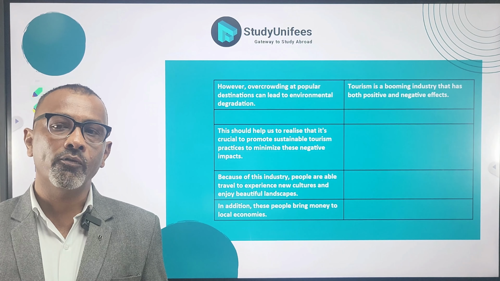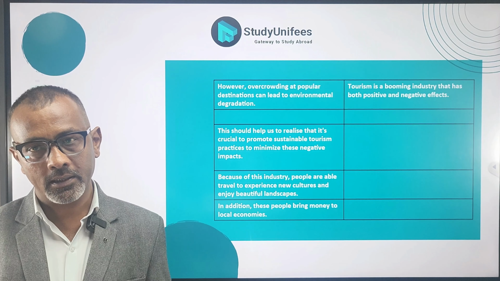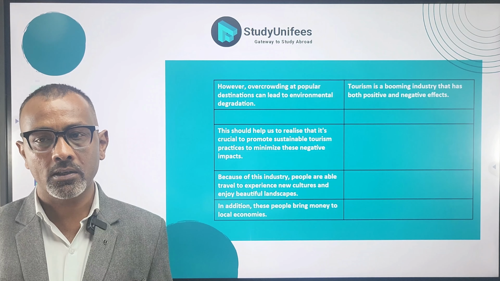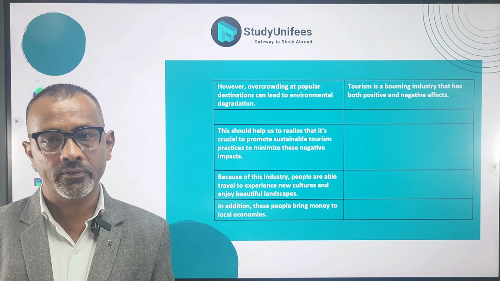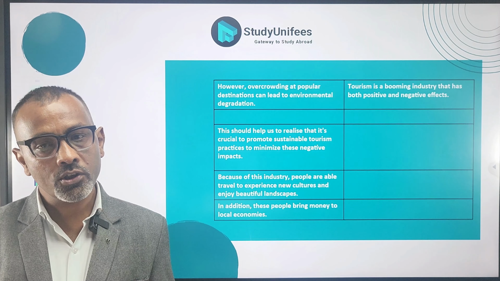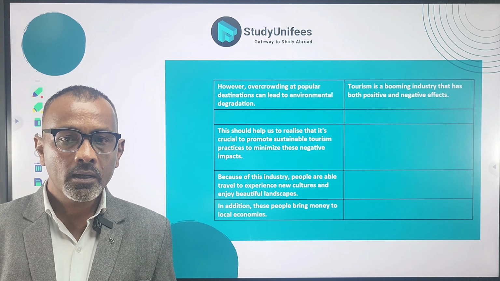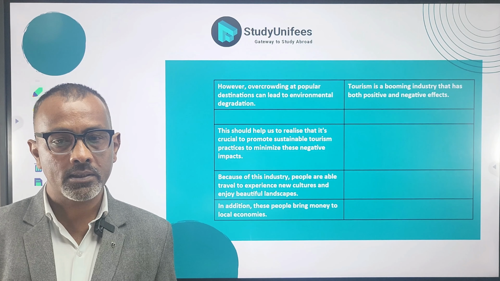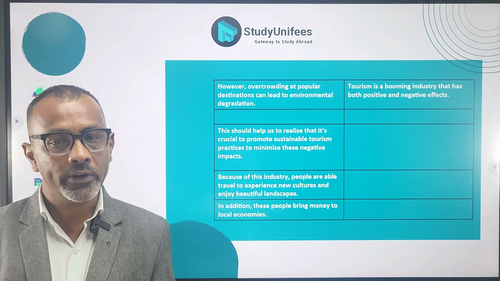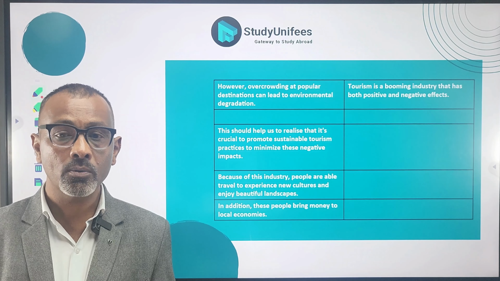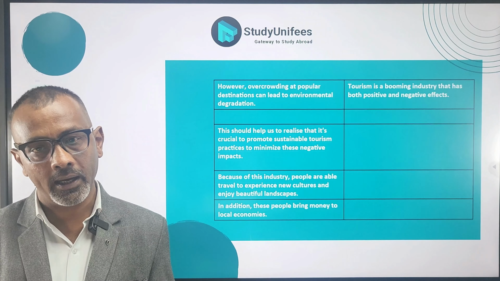Now, let's look at a follow-up sentence to the topic sentence. Remember, the topic sentence says tourism is a booming industry that has both positive and negative effects. The first sentence, starting with however, does not work because there is a reference to overcrowding. The third sentence, this should help us to realize, also does not work as a follow-up sentence because it entails that the previous sentence should help us to understand something we have to realize.